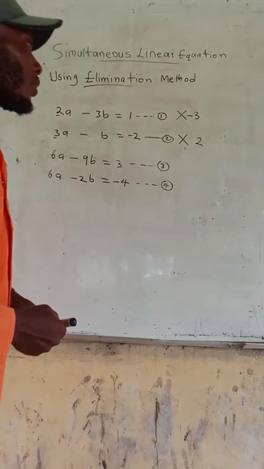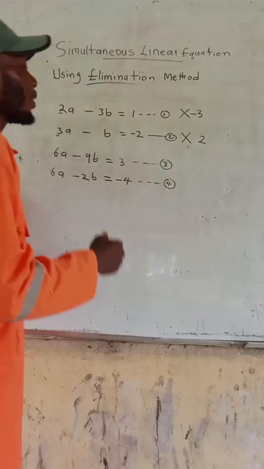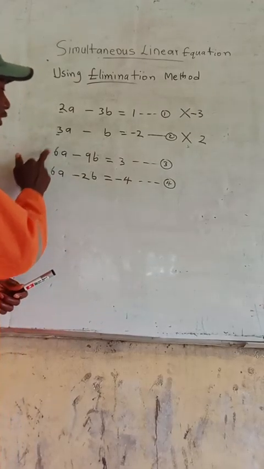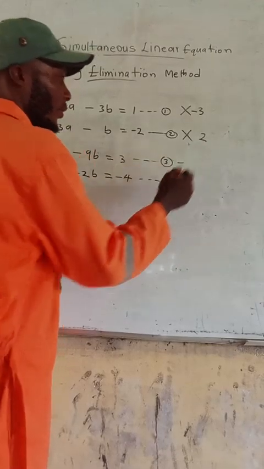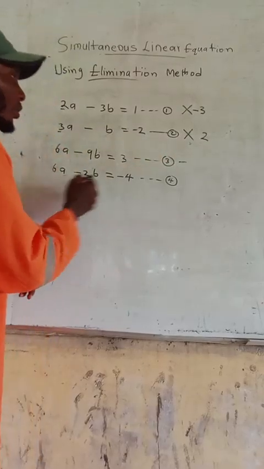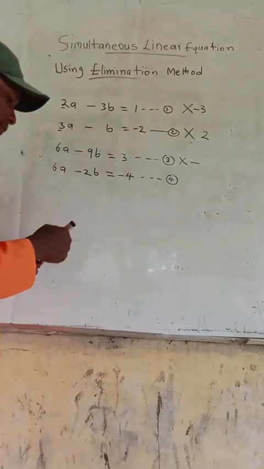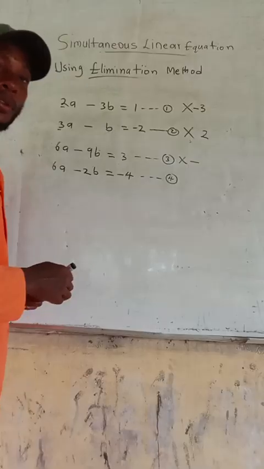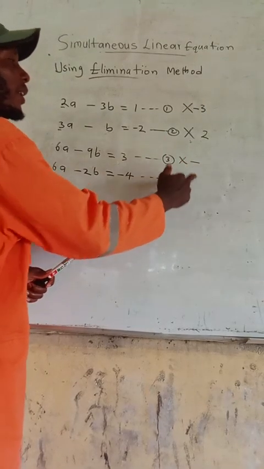So let's do it again. Now, for me to make the sign different, I will put a minus in one of the equations and multiply. I'll put a minus and multiply. The other one should be plus. So now let's multiply again.